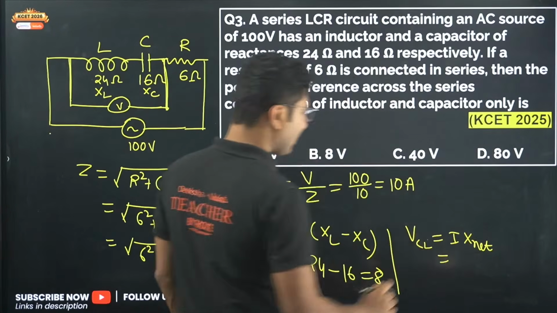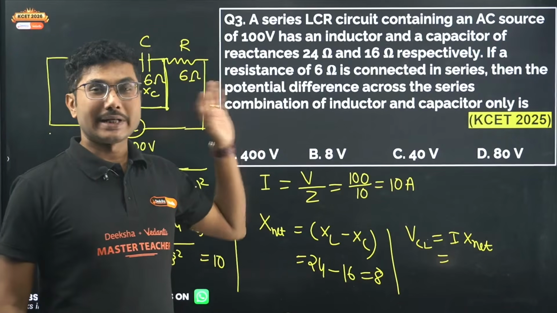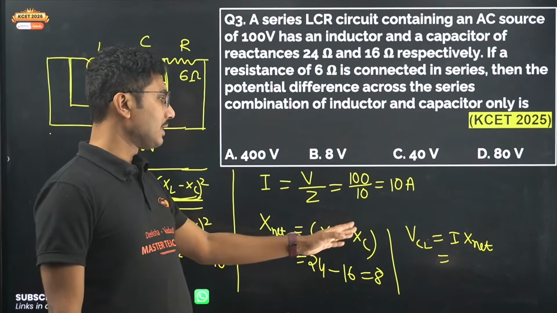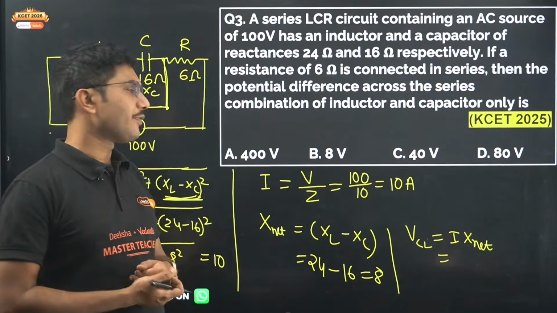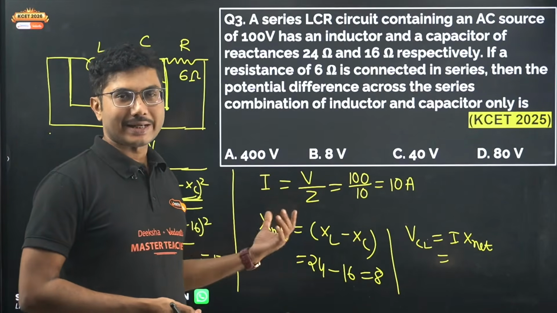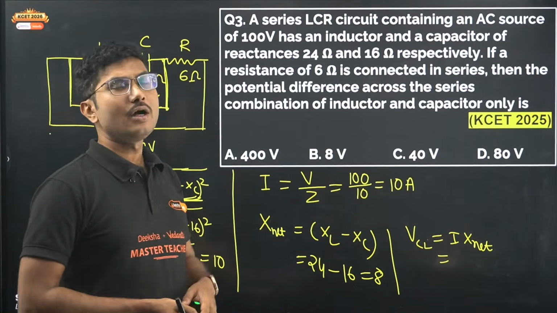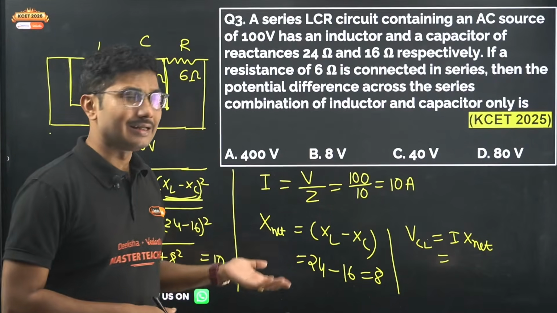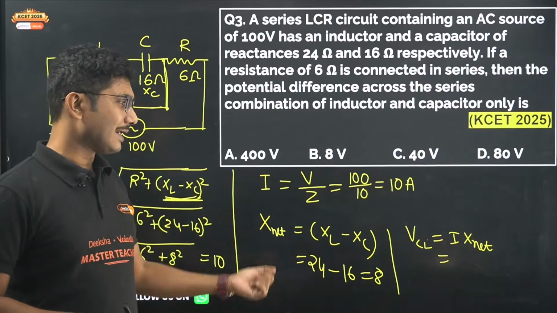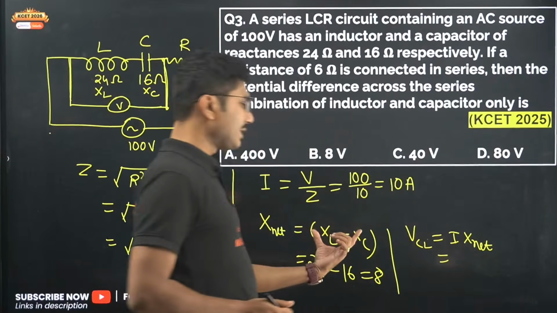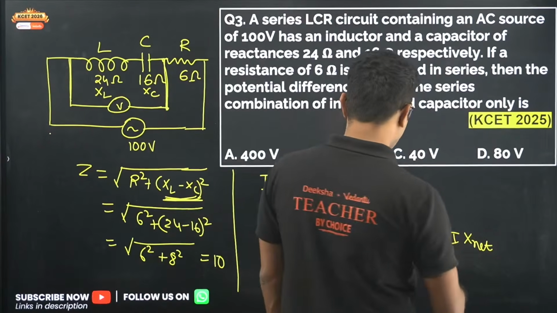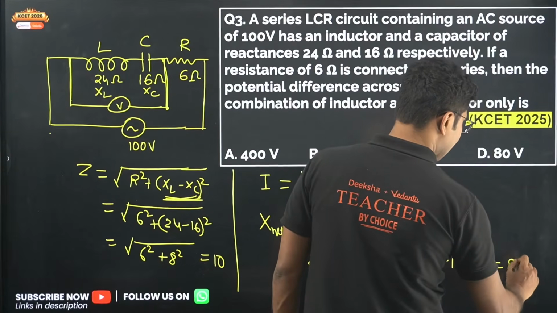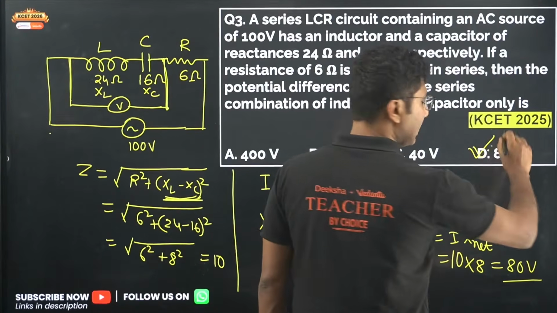Normally resistances get added, but reactances get subtracted based on the phase and the value. XL and XC are always in opposite phase, but because XL is greater, we will take XL minus XC. In some cases, if XC is greater, we take XC minus XL. Based on the values of XL and XC, current lags or current leads. But it is always the difference between these two quantities. So I is 10, X net is 8, so the answer is 80 volts. So 80 volts is the correct answer.